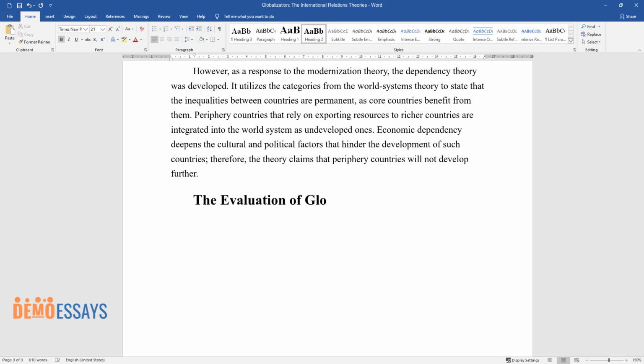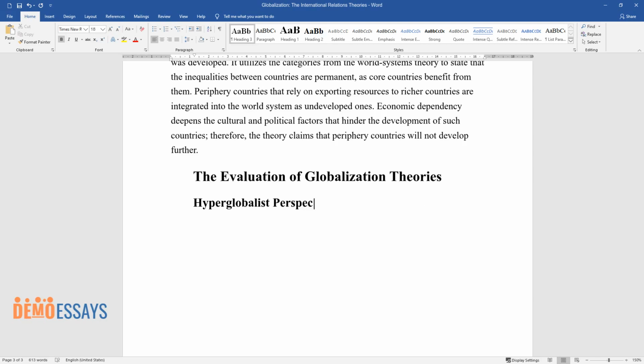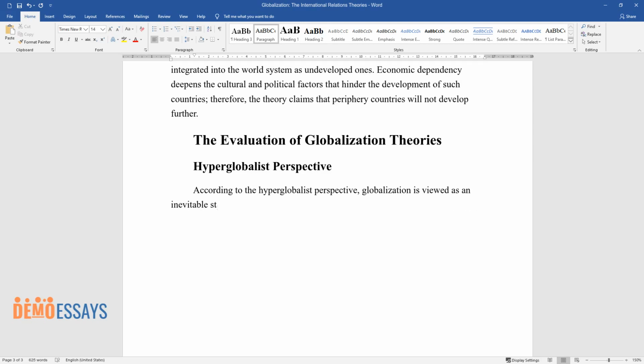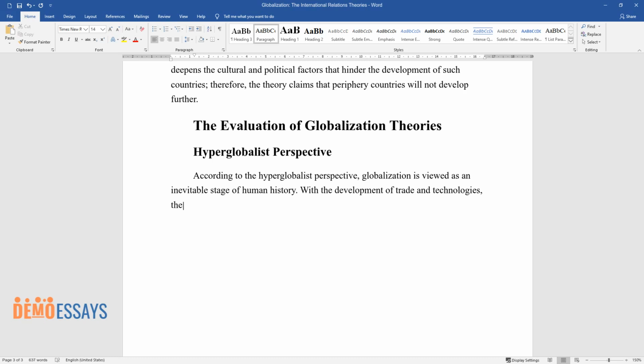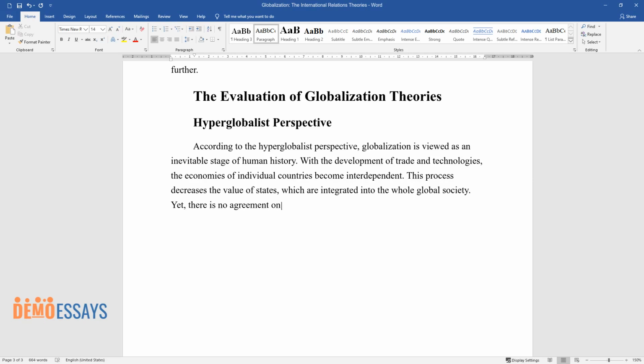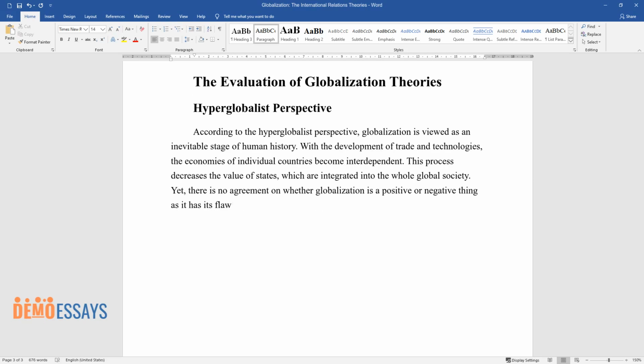The evaluation of globalization theories. Hyperglobalist perspective. According to the hyperglobalist perspective, globalization is viewed as an inevitable stage of human history. With the development of trade and technologies, the economies of individual countries become interdependent. This process decreases the value of states, which are integrated into the whole global society. Yet, there is no agreement on whether globalization is a positive or negative thing, as it has its flaws and benefits.